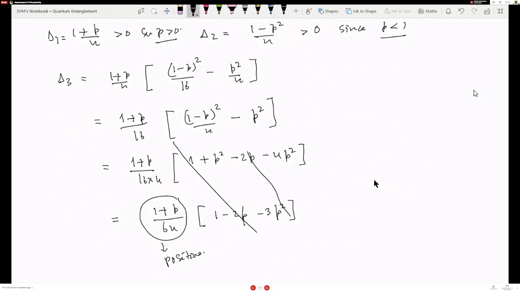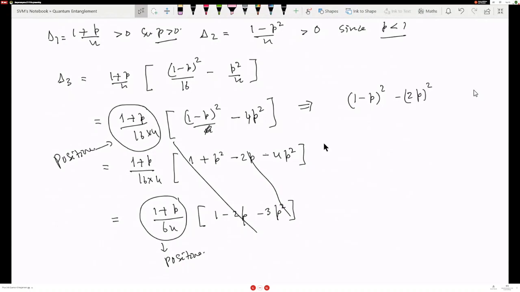Okay, so let us do it like this. Since p is greater than 0, this is always positive. So we require to only show that this is positive. I can pull out this 4 here and then put 4 here. So I have 1 minus p the whole square. This implies 1 minus p the whole square minus 2p the whole square. So this is what I have. This is my delta 3.